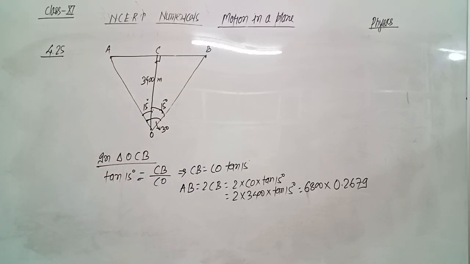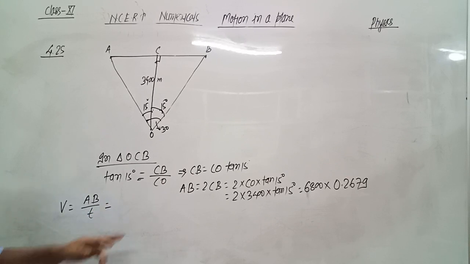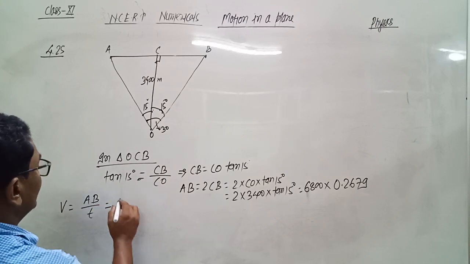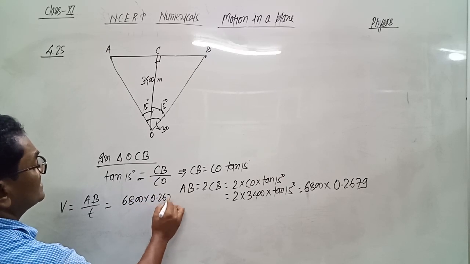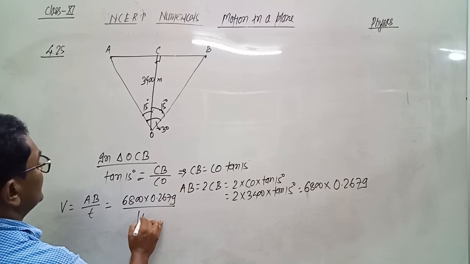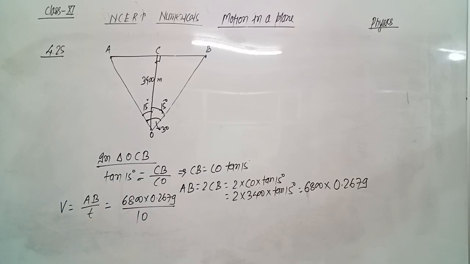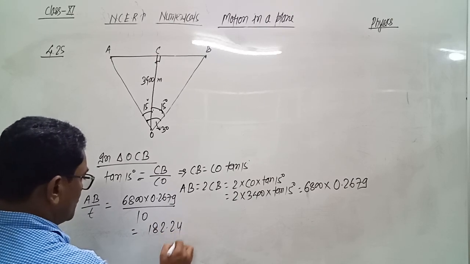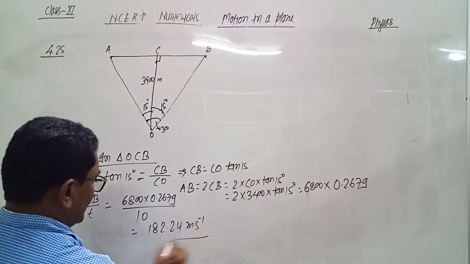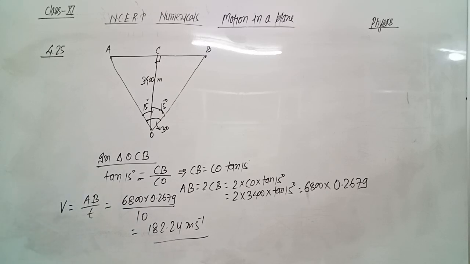Now if the speed of the aircraft is v, then v equals distance upon time, AB upon t. The value of AB we have calculated is 6800 into 0.2679, and the time is given as 10 seconds. When we solve this expression, we get 182.24 meters per second. This is the speed of the aircraft.